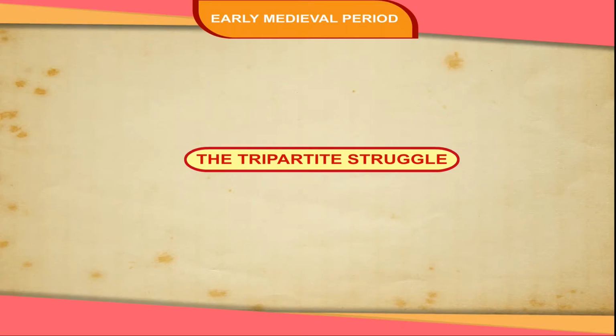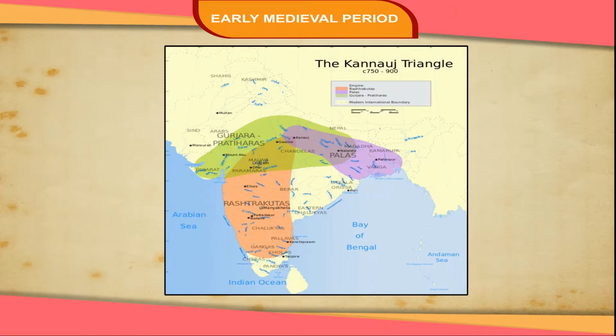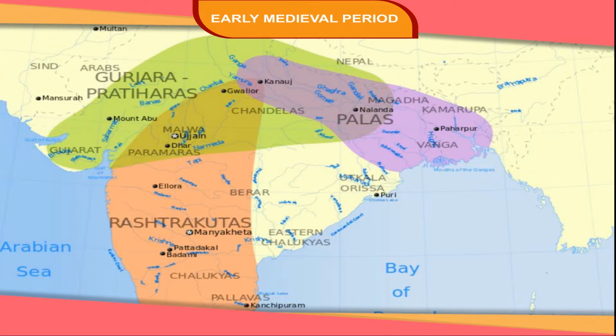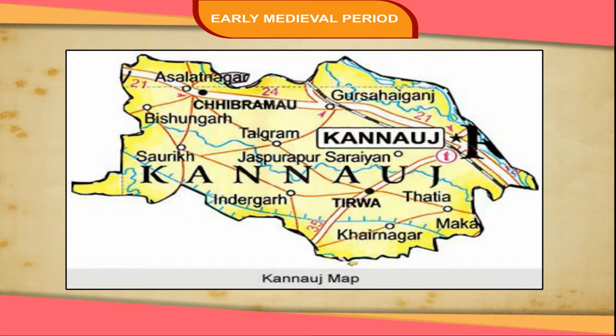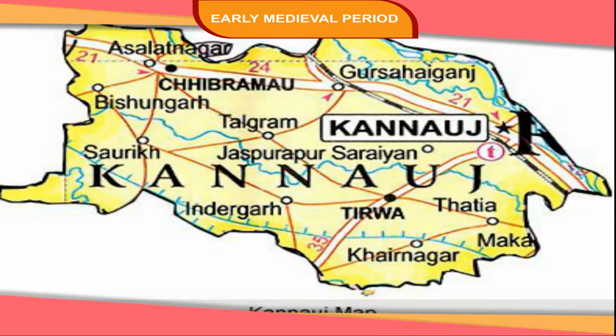The tripartite struggle. The medieval period witnessed a continuous struggle for almost 200 years among the Palas, the Pratihars and the Rashtrakutas for the control of Kannauj from 780 CE to 910 CE. This struggle was known as the tripartite struggle. Kannauj was an important and prosperous city because of its strategic location. The control over Kannauj meant the control over the whole of the Gangetic Valley.